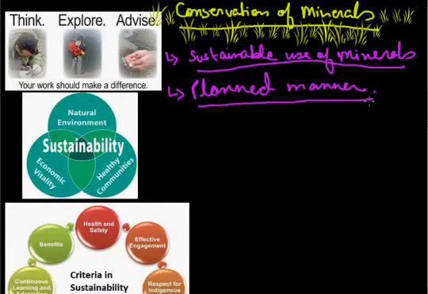Planned manner: we have to use minerals in a planned manner, which means we have to do a proper survey of them. Then we have to exhaust minerals in a planned manner, according to the development ratio of the country, and use minerals according to that. And after that we also have to renew these minerals.